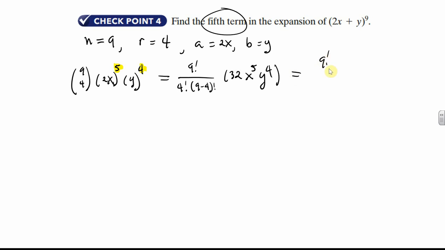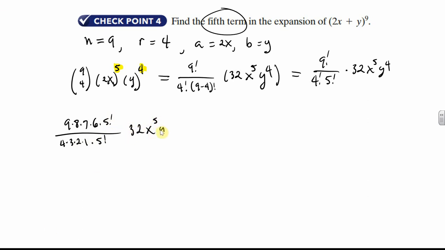So this is 9 factorial, 4 factorial, 5 factorial times 32 times x to the 5th times y to the 4th. So for the 9 factorial, it's going to count down to 5 factorial. Let's see, the 5 is the biggest factorial downstairs. So this is 9 times 8 times 7 times 6 times 5 factorial over, now that 4 factorial, we'll go ahead and just count it down. This is 4 times 3 times 2 times 1 times 5 factorial. And then we have the 32 x to the 5th y to the 4th.